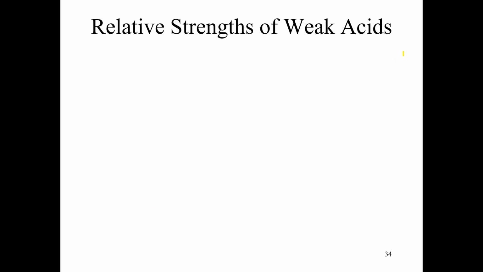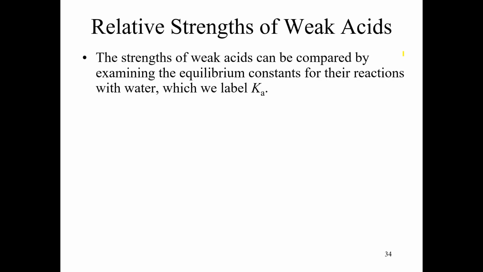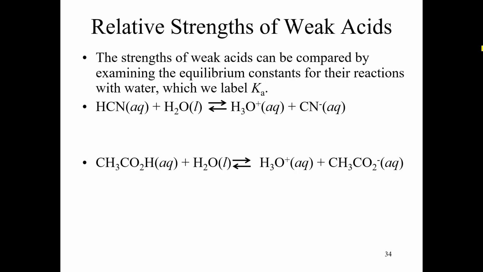Okay, here we go. So let's go ahead and see how we use these values of Ka to compare the relative strengths of different weak acids. So if we examine the equilibrium constants for the acids' quote-unquote reaction with water, essentially their ionization in water, that equilibrium constant that we're calling Ka is going to help us determine which acid is stronger. So let's consider this one here. This is hydrocyanic acid. And let's consider this other one here. This is acetic acid, the component of vinegar.